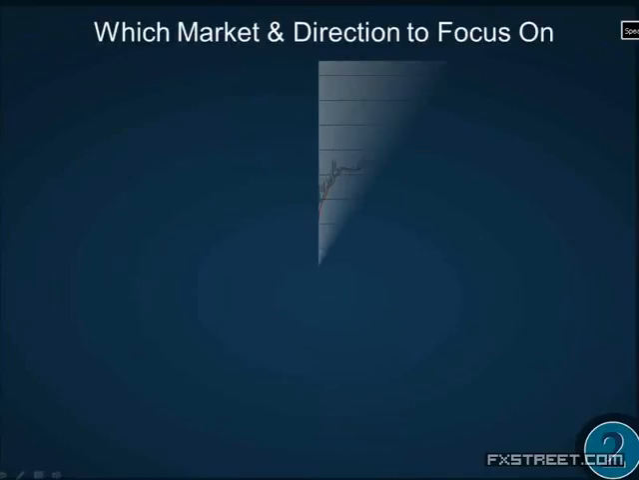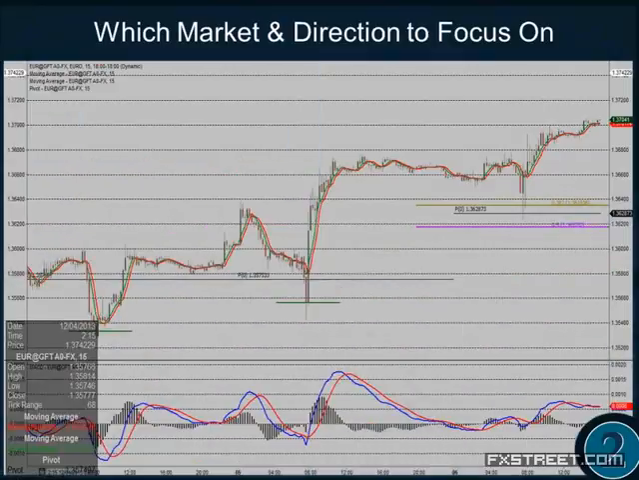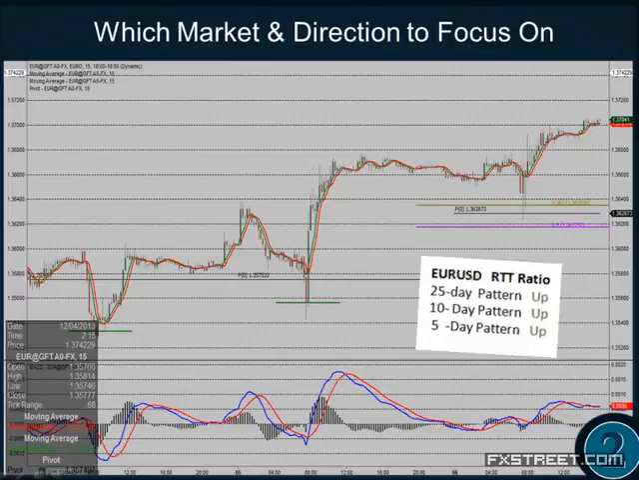Which market and direction to focus on, that's the section we're in. It always comes back to the ratio. This is last Friday's chart of the euro, the unemployment number on the euro. And really, which market and direction to focus on is pretty simple stuff. You're going to look for a confluence of support, always in line with the ratio.